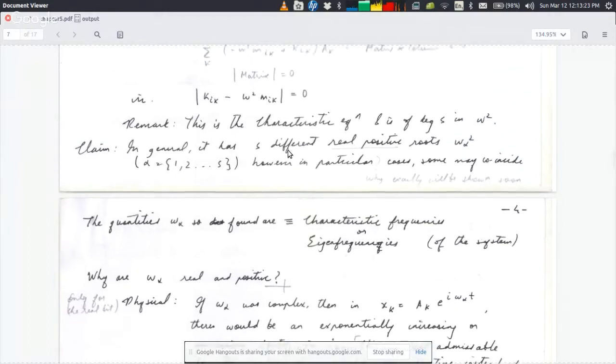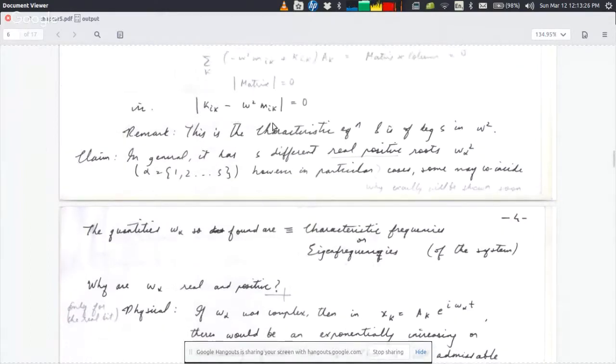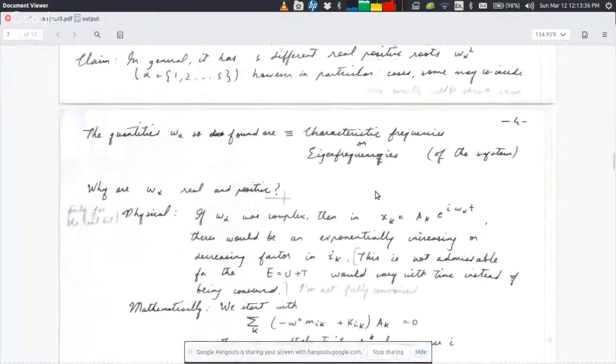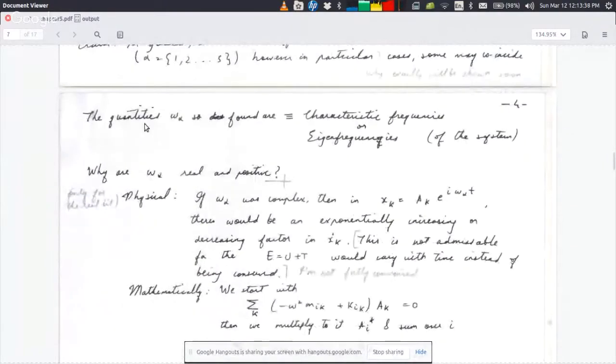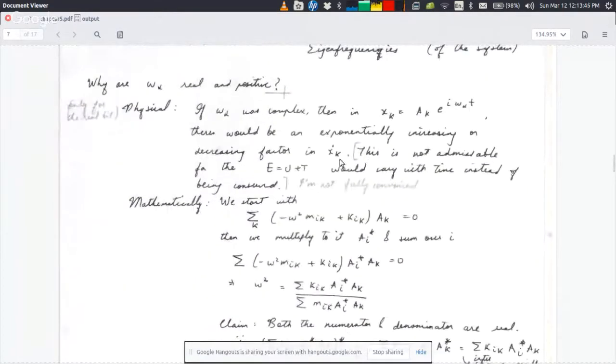So real is easy to see because let's say the matrix is symmetric, sorry. So the matrix is symmetric, and it will be positive because of the following things. But before we show why it's positive, just a notation: omega alpha are called characteristic frequencies or eigen frequencies of the system. Okay, so now we give two arguments for why omega alpha should be positive.